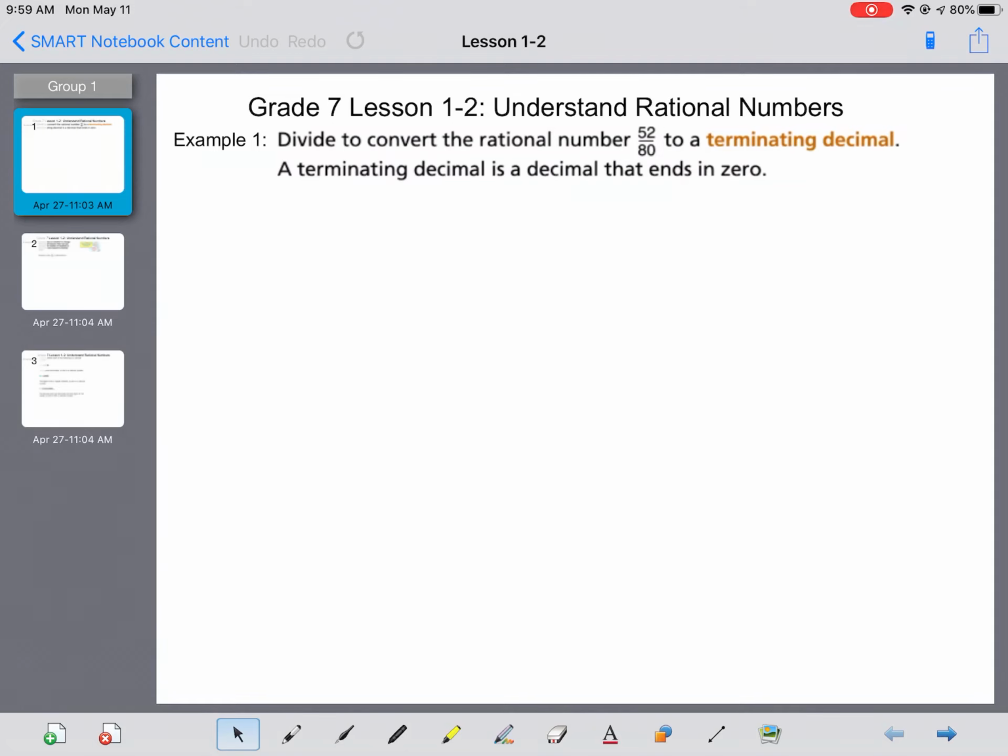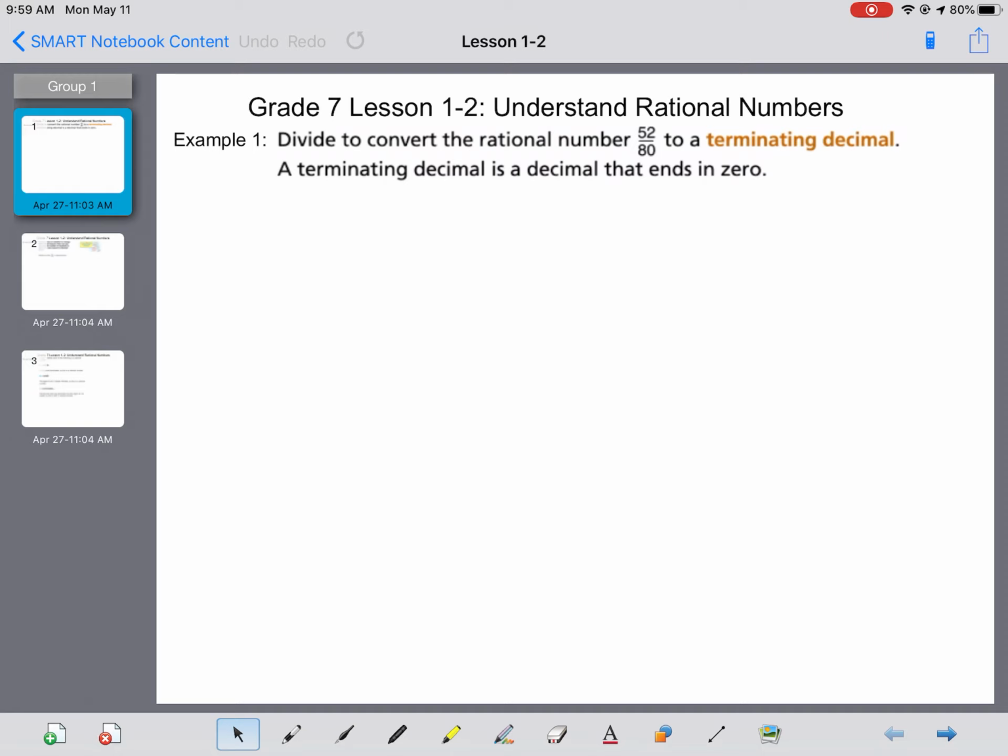All right, good morning. So, this lesson we are going to go over several vocab words and we're going to be doing some long division. So, this is grade 7, lesson 12, understanding rational numbers. So, for example 1, it says divide to convert the rational number 52 over 80 to a terminating decimal.